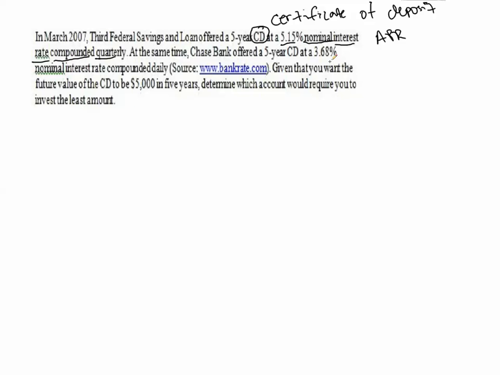So remember what that means. That means that they're going to pay this. This is the 1 year amount, but they're going to split that up into 4 quarters. At the same time, Chase Bank offered a 5-year CD at a 3.68 nominal interest rate compounded daily. Given that you want the future value of the CD to be $5,000 in 5 years, determine which account would require you to invest the least amount.